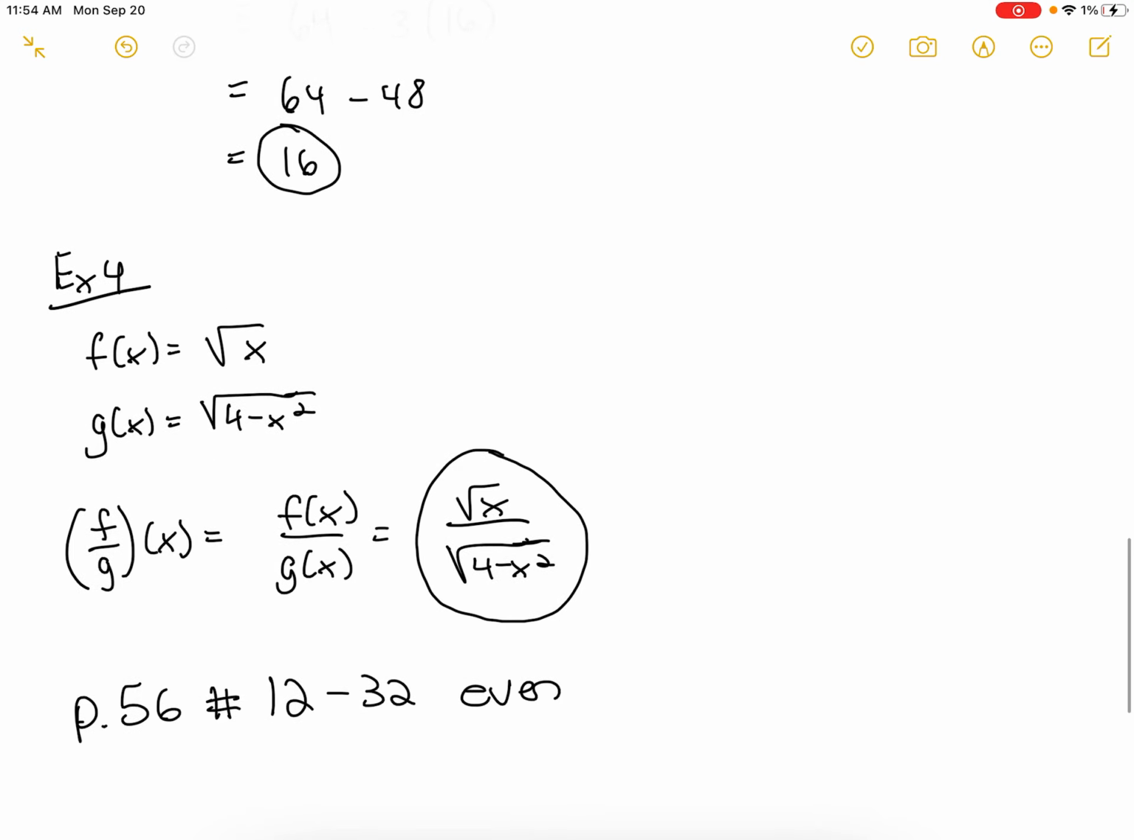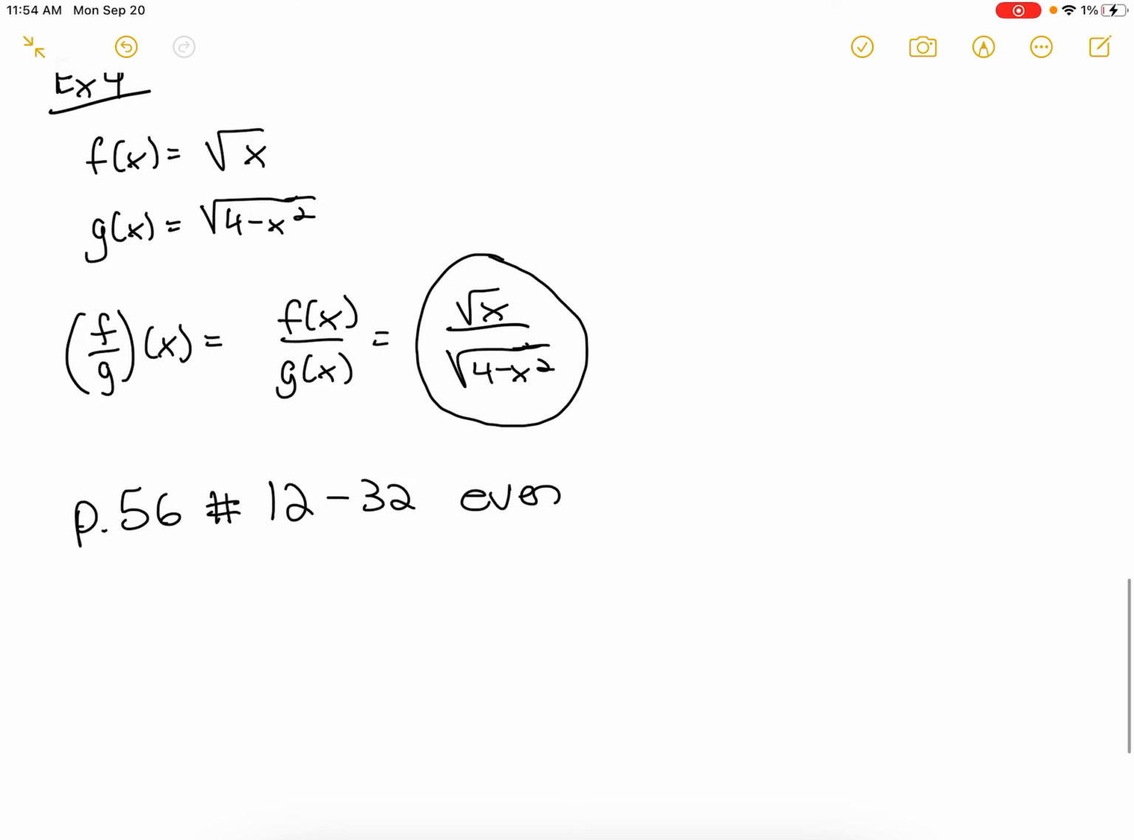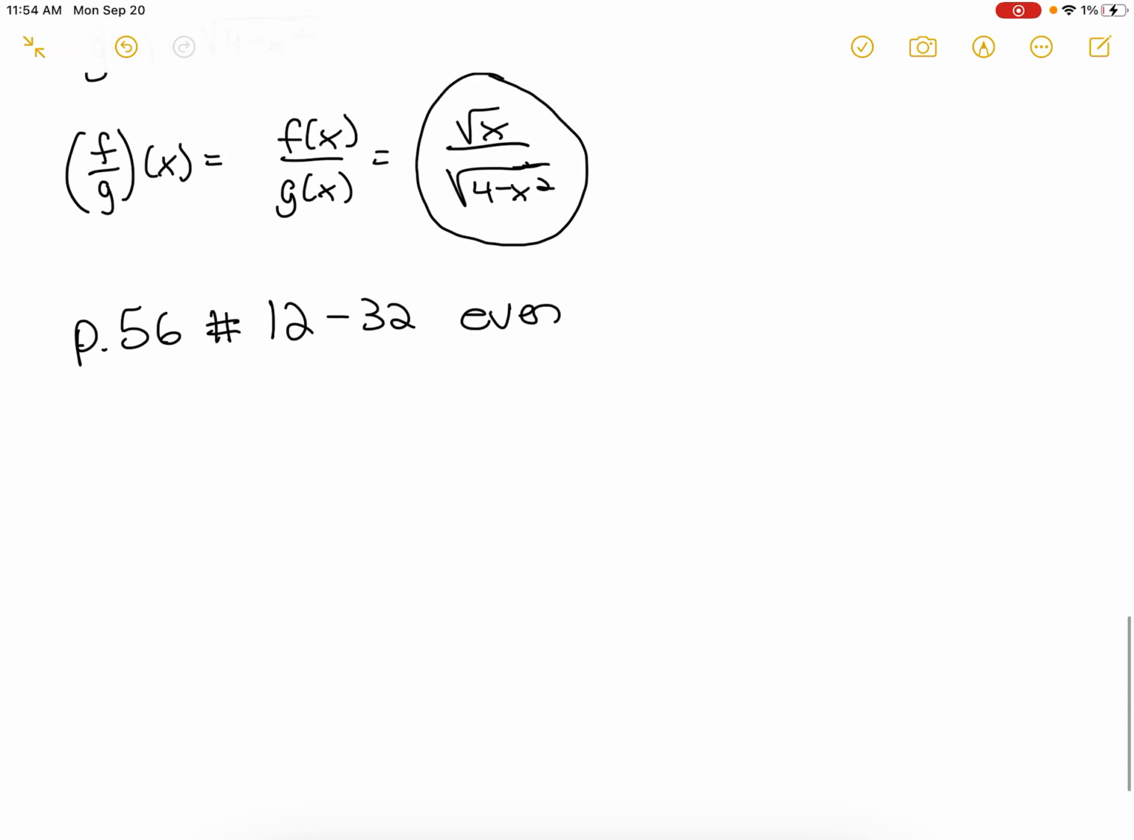So your assignment is page 56. I want you to do 12 through 32 even. And on 12 through 18, you're doing A, B, C, and D on those. And then on 20 through 32, you're using those 2 functions, f of x and g of x, that they give you to answer those questions. So do page 56, 12 through 32 even.